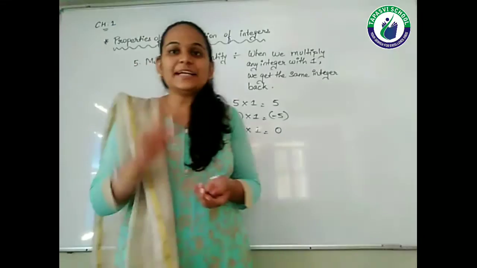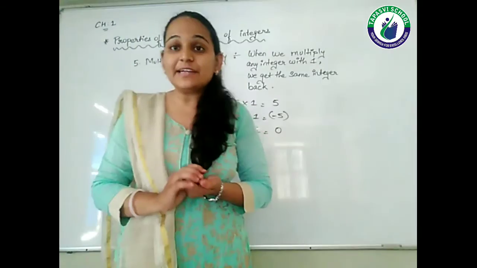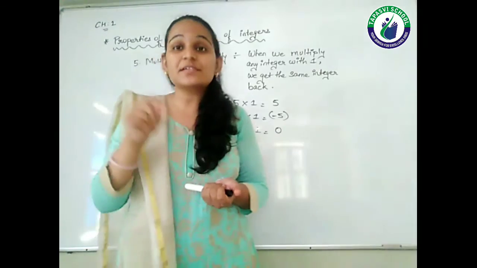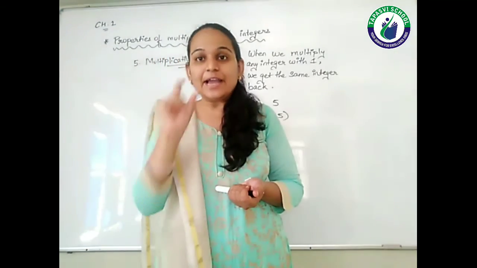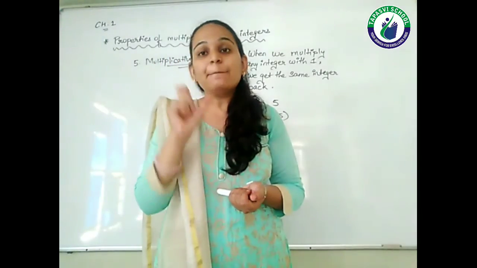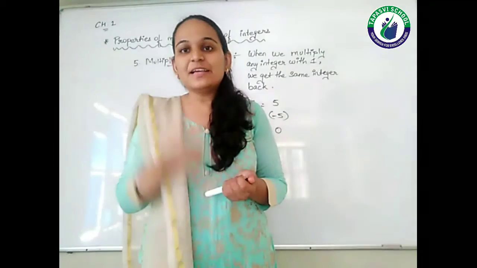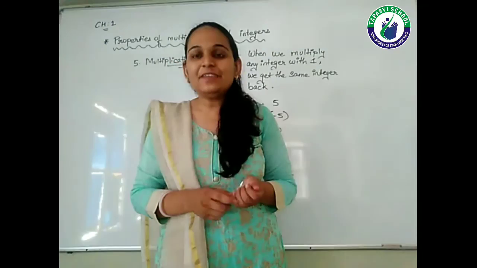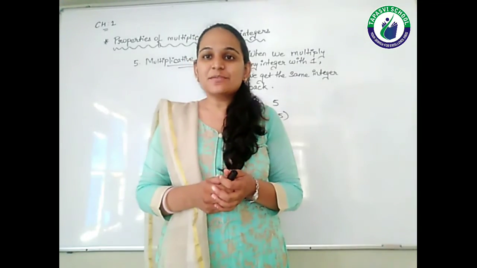So you can say that 1 is the multiplicative identity, students, and 0 is the additive identity. Additive means you have to add. Multiplicative means you have to multiply. So keep these things in your mind whenever you come through this property.